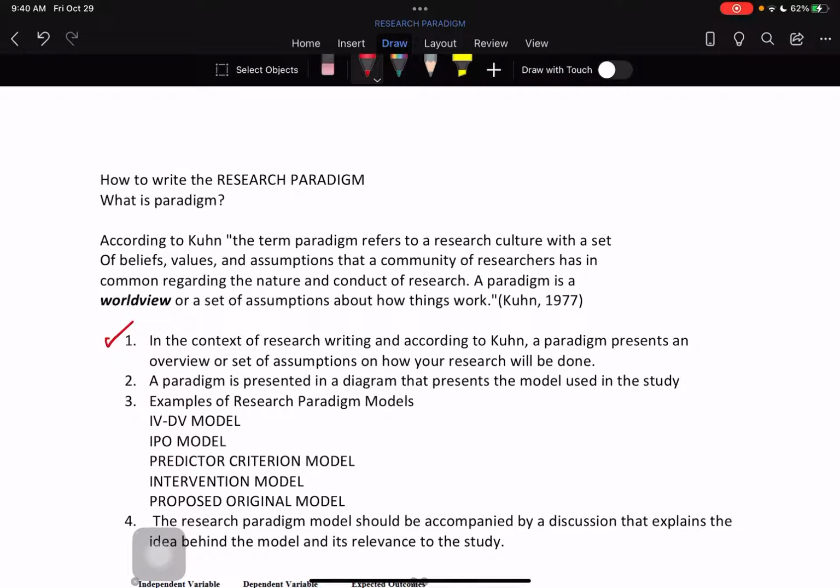So number one, in the context of research writing, according to Kahn, a paradigm presents an overview or set of assumptions on how your research should be done. So this also serves as a guide not just for you but also for the readers and the panelists on how you did your research. So this will provide an overview to the panelists kung paano nyo ginawa yung research, ano-ano yung mga process, stages, elements, and variables that you did in order to conduct the research. What were involved in diagram form kung paano nyo ginawa yung research ninyo.